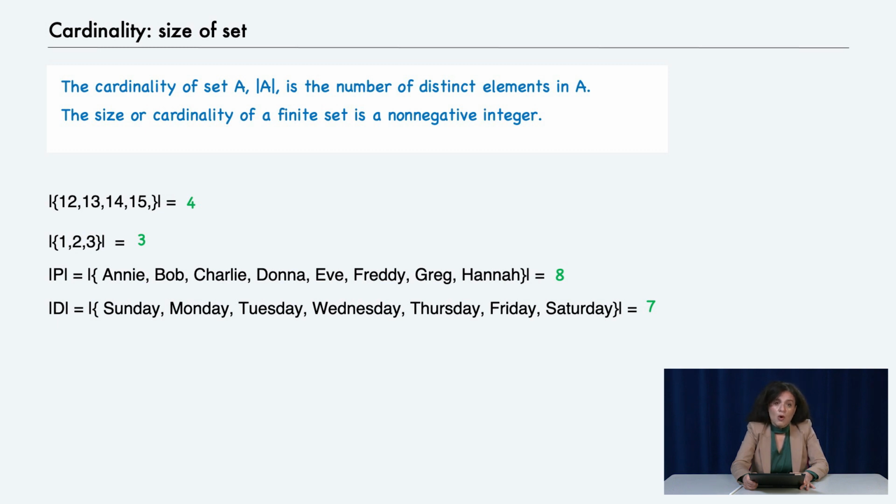For example, when we have the set 12, 13, 14, and 15, the cardinality of that set is 4. When we have the set 1, 2, 3, the cardinality of that set is 3. For the set of people, Annie, Bob, Charlie, Donna, Eve, Fred, Greg, and Hannah, the cardinality of our set of people is 8. For the days of the week, we have Sunday, Monday, Tuesday, Wednesday, Thursday, Friday, and Saturday. The cardinality of that set is 7.